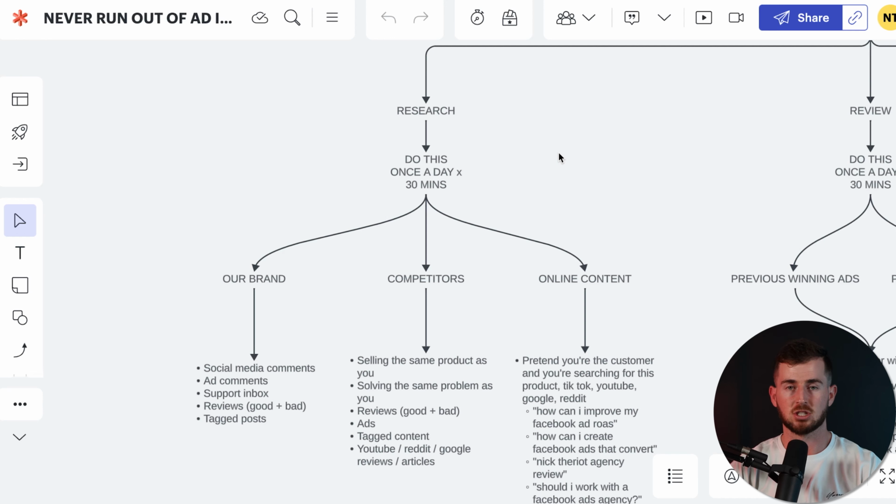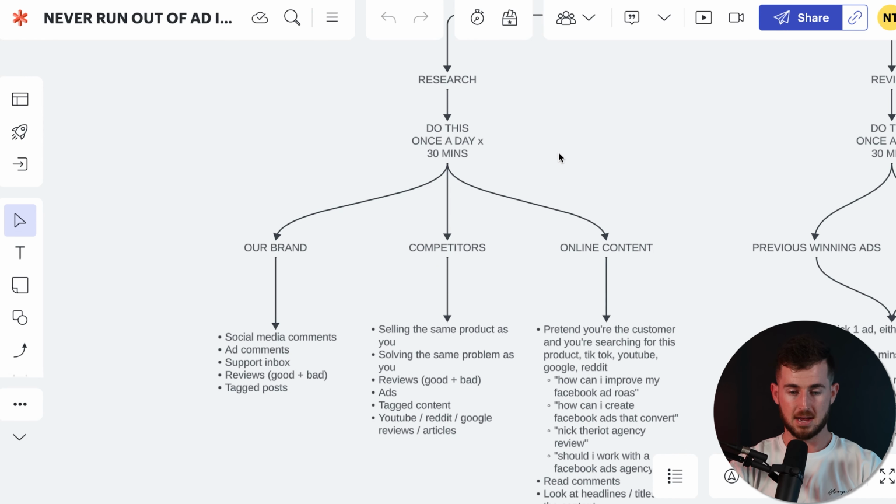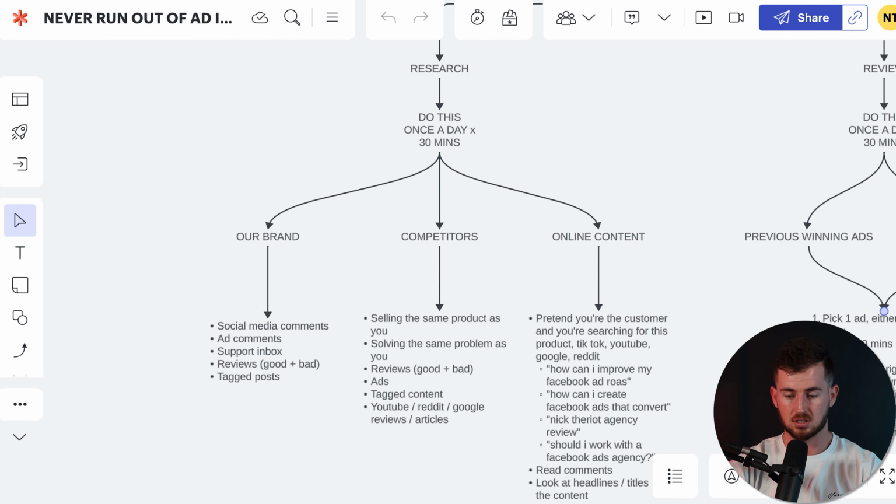If you're an advertising agency and you own or have multiple different clients, you'll just pick an account each day, and you do a 30-minute research session on it. If you are a brand owner and you only run ads for one brand, all you're gonna do is research your own brand every day. So here's what that research session looks like.